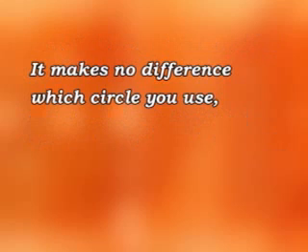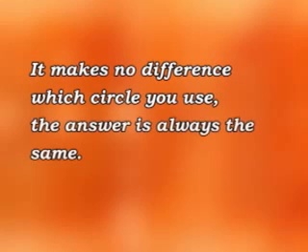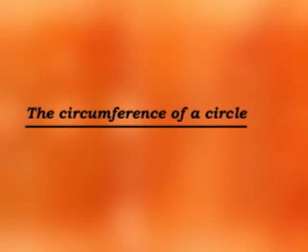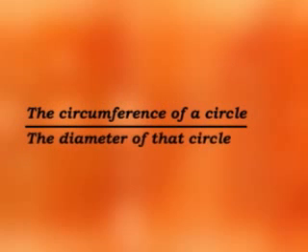Now, it makes no difference which circle you use, a big circle, a small circle, a medium-sized circle, the answer is always the same, pi. So if you divide the circumference of a circle by the diameter of that circle, the answer will always be the same, pi.